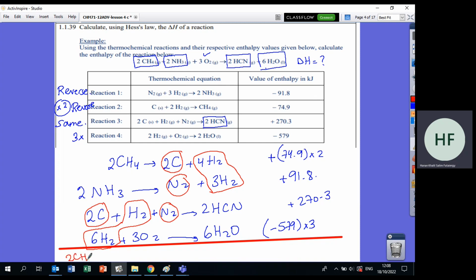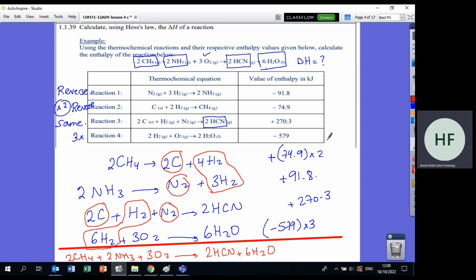We have 2CH4 plus 2NH3 plus 3O2. This will give me 2HCN plus 6H2O. Now, is this one the same like this one? Yes. If this one is not the same like this one, means you have done something wrong. Now, how much is delta H?